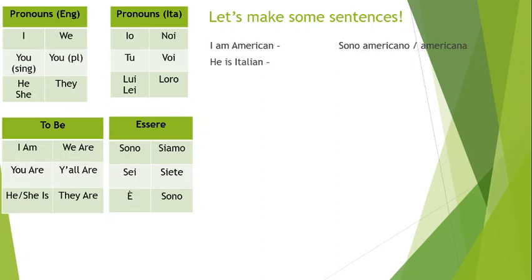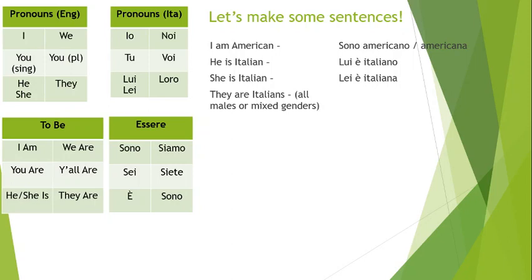Now I'll give you a little bit of time to figure out how you would say this. He is Italian. How would you say that? You would say lui è italiano. Or just è italiano. She is Italian. So it's going to be similar, but you're just going to make Italian feminine. Lei è italiana. Or just è italiana.